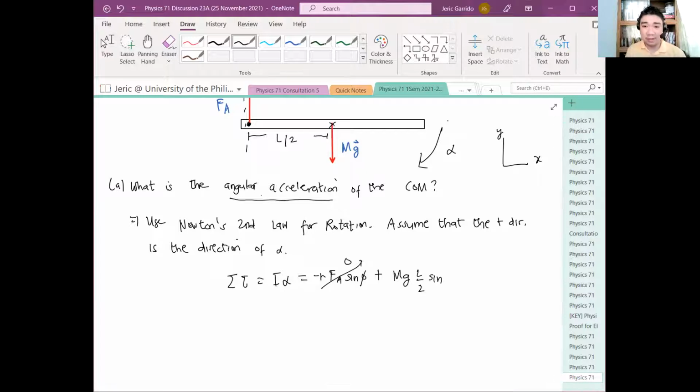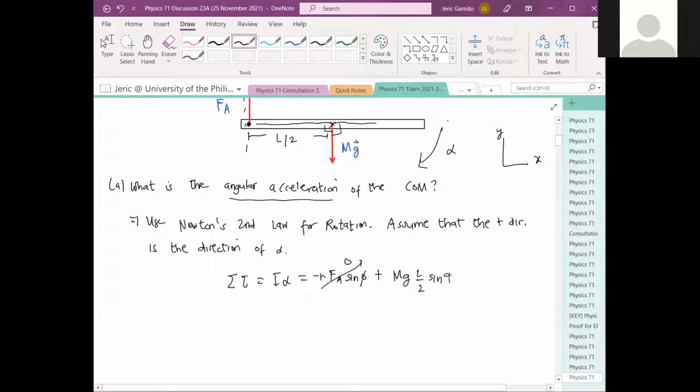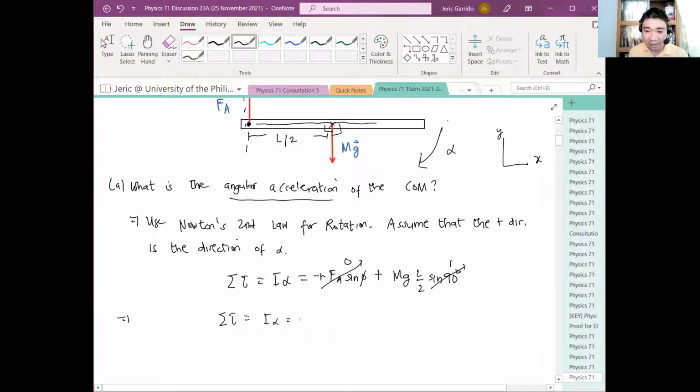So, if I extend this, ano tong angle na to? I should say, mali pala. If I extend this, ano tong angle na to? Ano lang yan? 90 degrees, di ba? So this is just 90 degrees and therefore this is 1. And implying that summation of torques is I alpha, which is simply mgl/2.